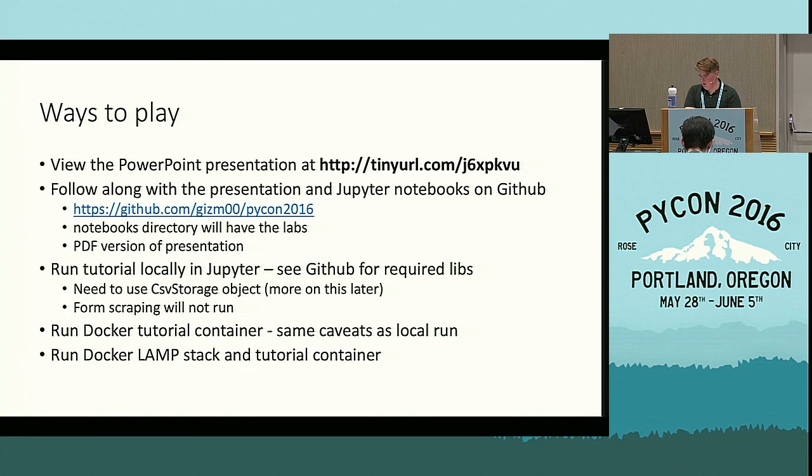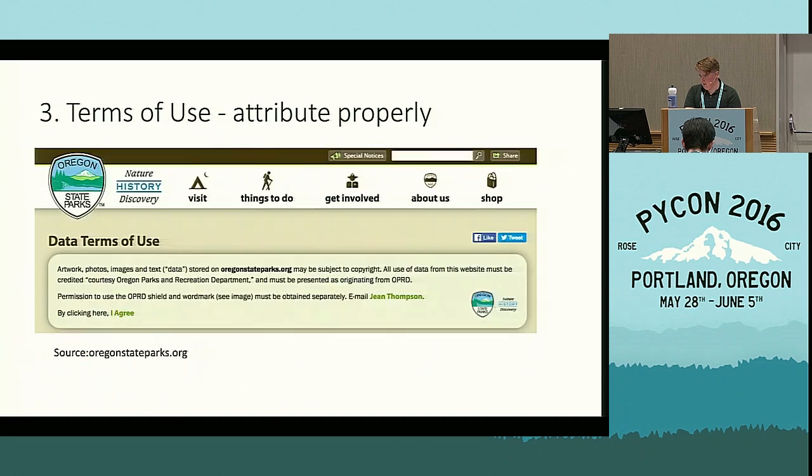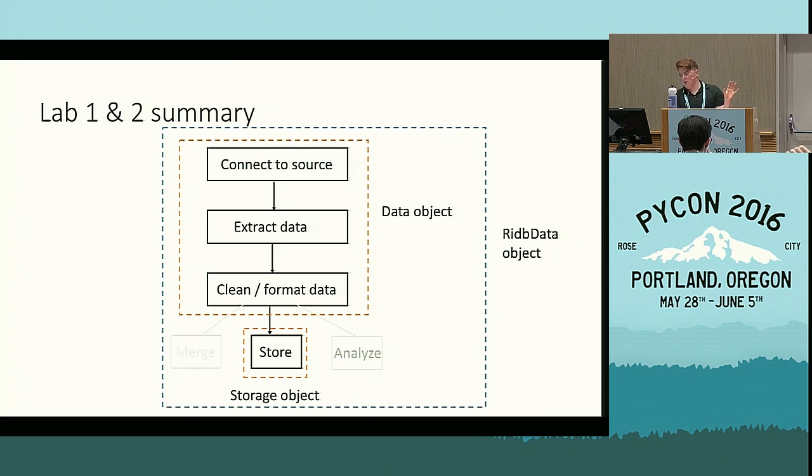So if I come back to where we're at, we did lab 1 and 2. To summarize what we were just talking about, what I'm showing here is your typical data flow where you connect to the source, extract the data, clean and format, and store. What we've done is wrap these in different classes. We have a data class, a data object, that's wrapping the connection to the cleaning piece. We have a separate storage object that handles the storage piece, and these are both abstract classes. And then we have the RIDB data object that is encapsulating both of these.